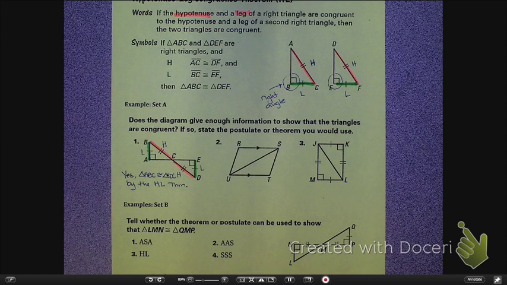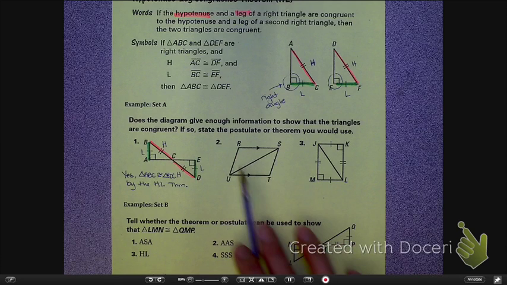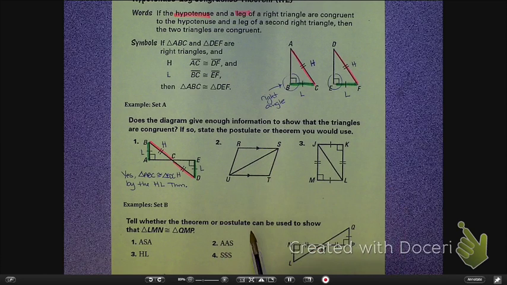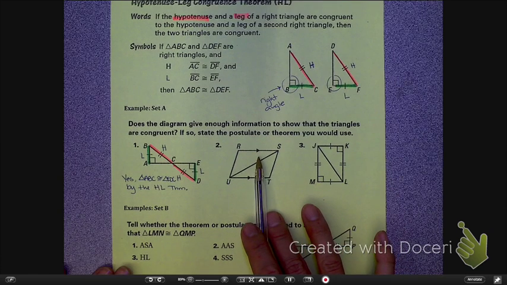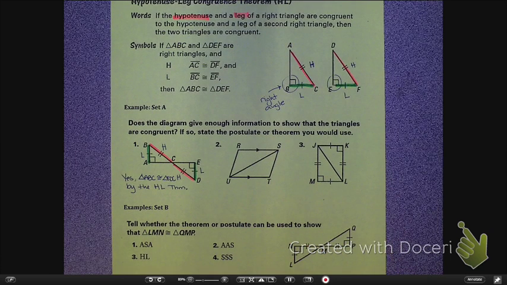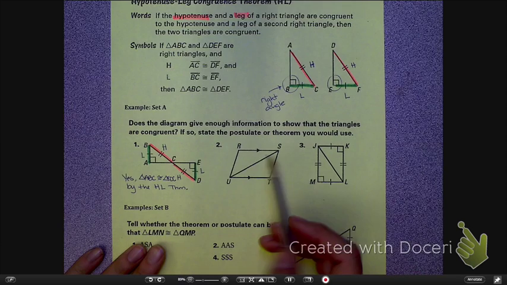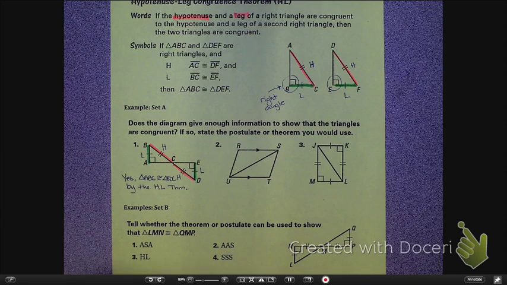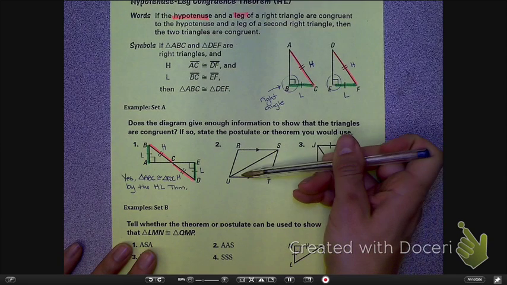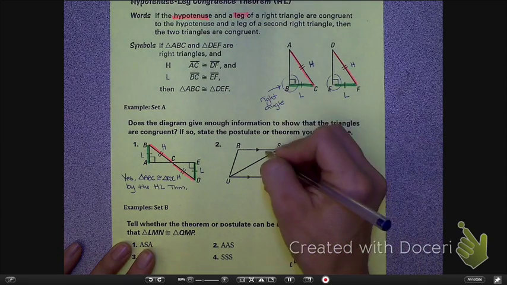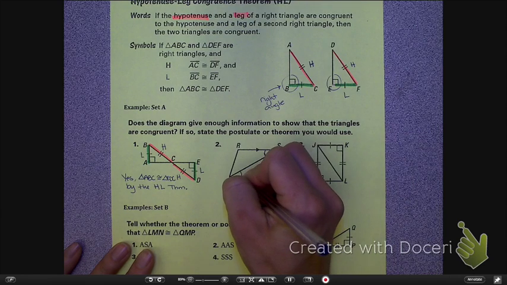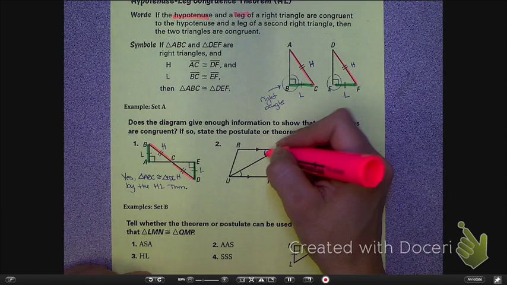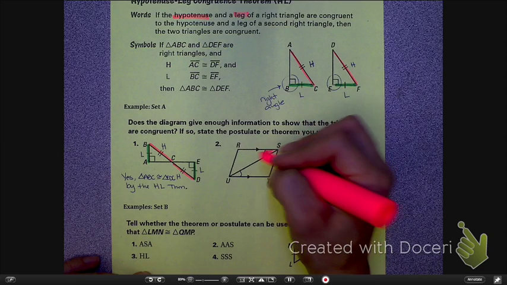Okay. All right, let's move on to number 2. Okay, so looking at number 2, I don't see any right angles here. So the hypotenuse leg congruence theorem is not going to apply to this. I have to go back to my old congruence theorems that I know, like, for example, angle, side, angle; side, side, side; and so forth, right? So I see here that I have parallel lines. Okay. Parallel lines means there's going to be some alternate interior angles that I can mark congruent. So I can mark this angle here and this angle here congruent. So that's one set of angles that I can go ahead and say are the same.